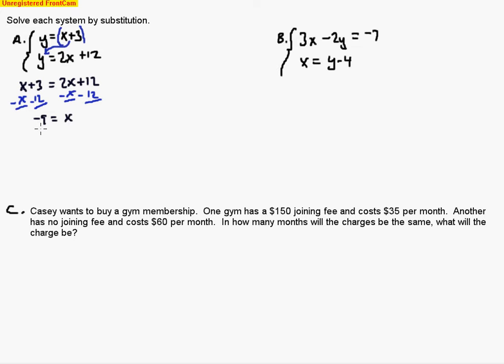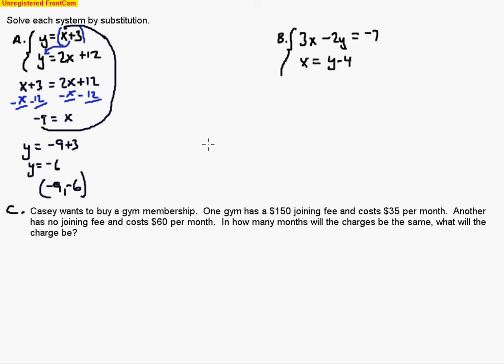We'll just take that value of x and put it back in to the equation above. It doesn't matter which one. Top one seems a little faster though. So negative 9 plus 3 gives me negative 6. So there it is. X is negative 9. Y is negative 6. So that's the first one.